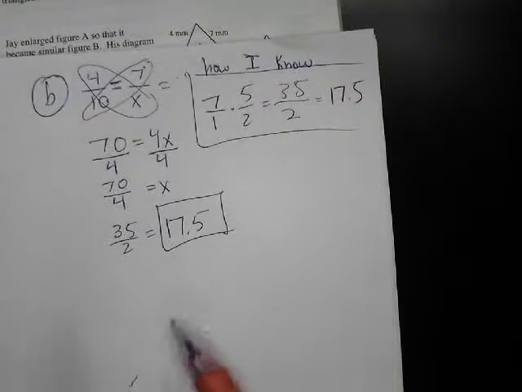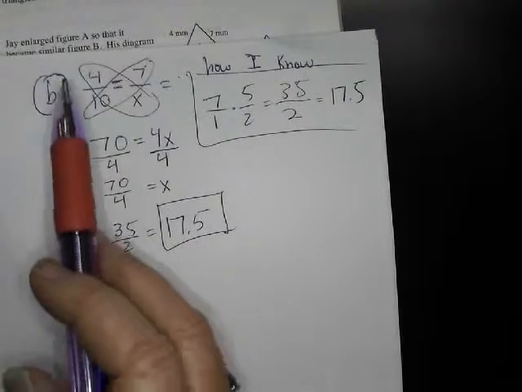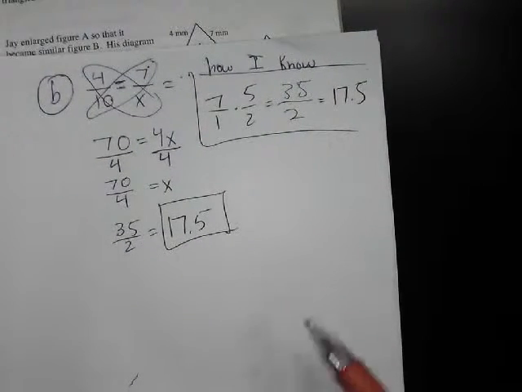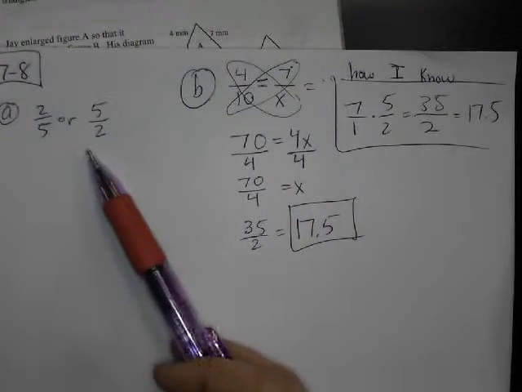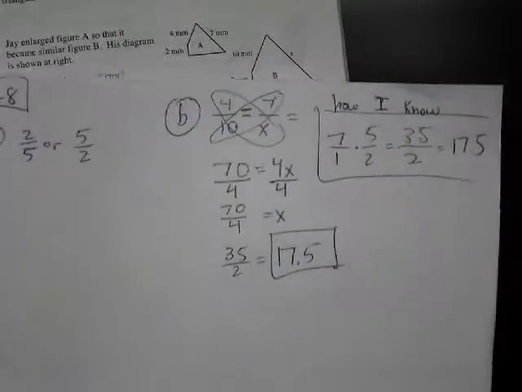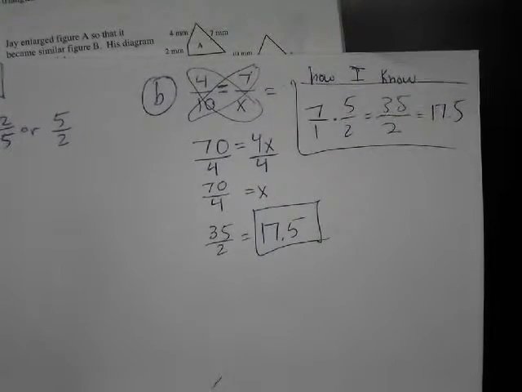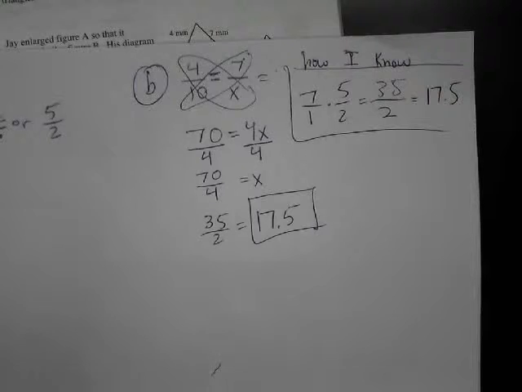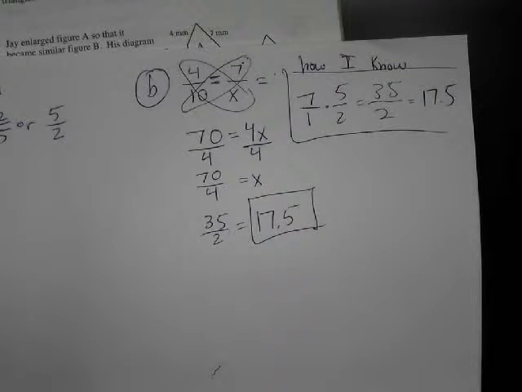So, x is 17.5, I found it by cross products. There's another way to find it, and that's by using your scale factor that you got in part A. You could just multiply each side of the little figure by 5/2, and you should get the corresponding side of the big figure. Questions? Yes.